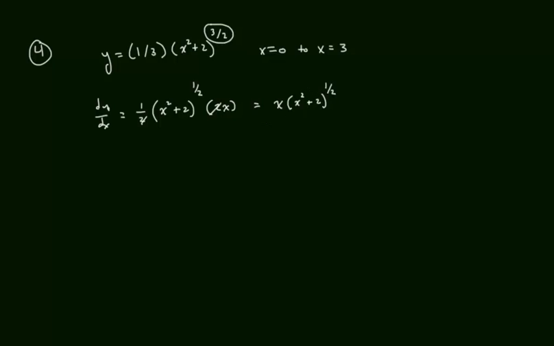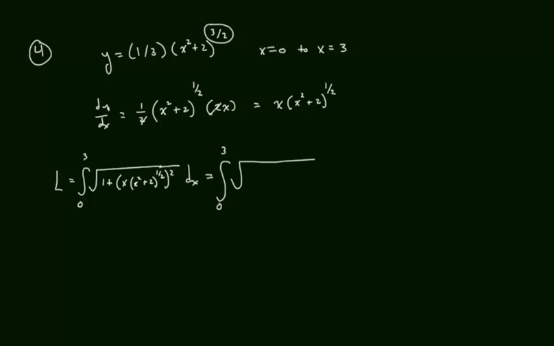So now I'm ready to find the length, and the length is equal to the integral from 0 to 3 square root of 1 plus the derivative. Let's be careful with this derivative. That whole derivative gets squared dx, which is equal to the integral from 0 to 3 square root of 1 plus, well, I'll have an x squared, and then the second part, the 1/2 power, will go away. So I have that. Now you can actually do this by hand, but you have to be clever, so maybe you want to pause and see if you can figure it out from here.